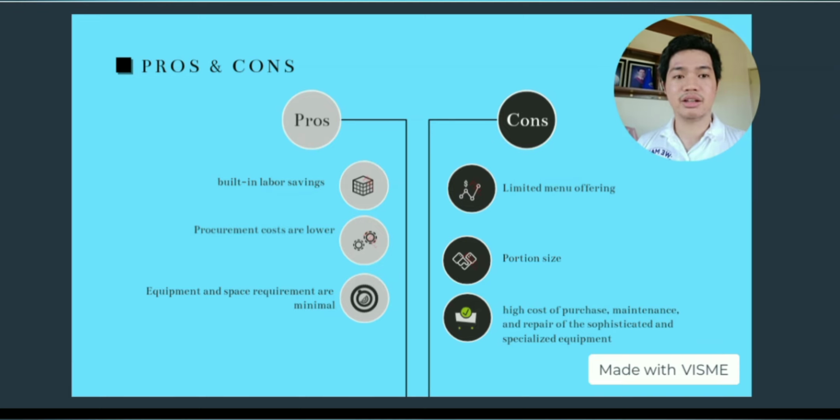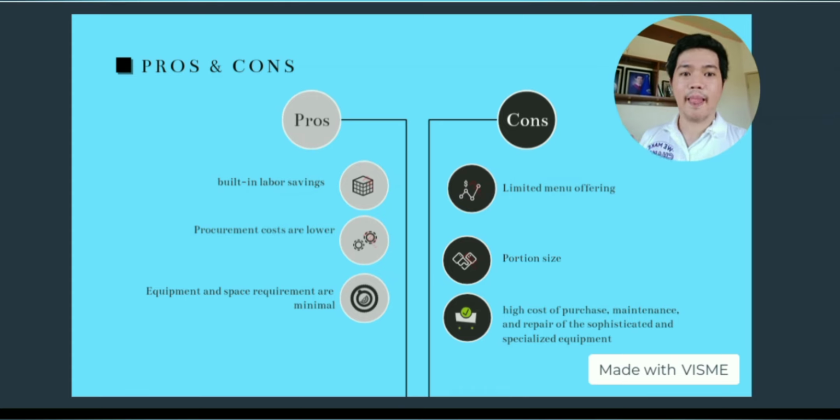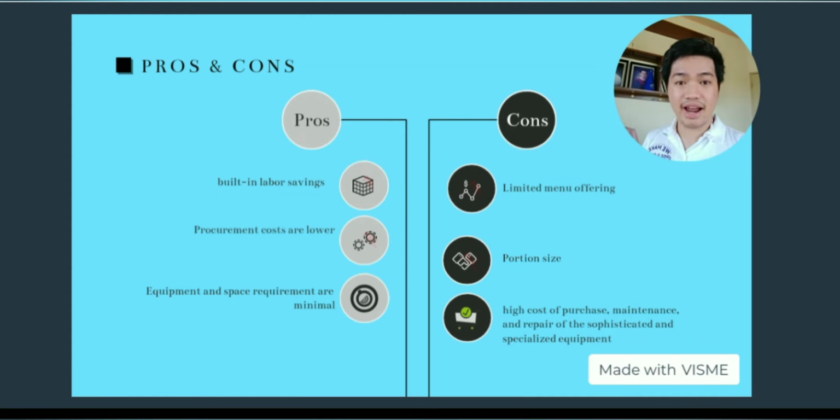Next is procurement costs are lower. Bakit? Kasi ang kailangan mo lang naman dito is chiller and isang microwave oven. So, murang-mura lang. And lastly, equipment and space requirement are minimal. Kasi, di mo naman kailangan ng sobrang laking oven or sobrang laking ref.